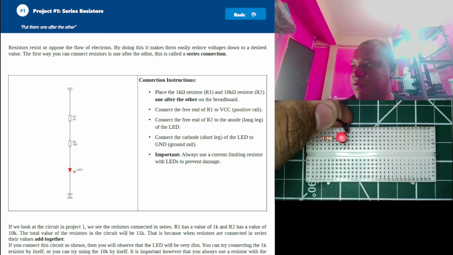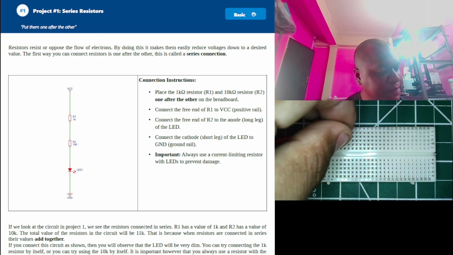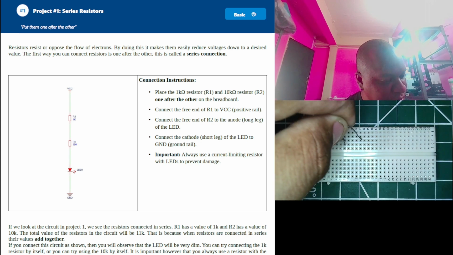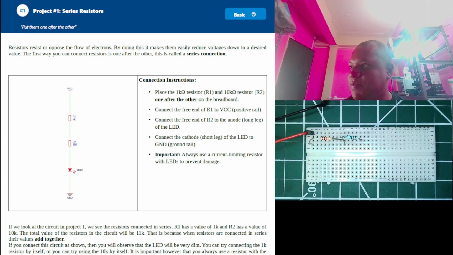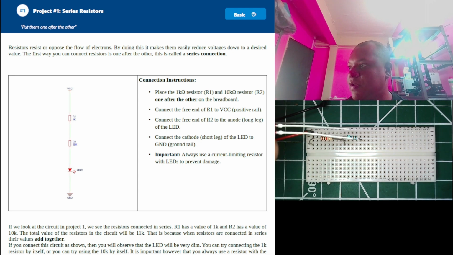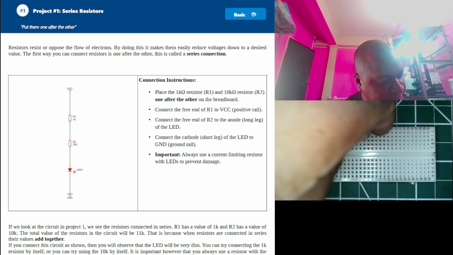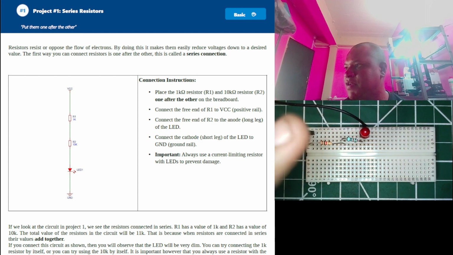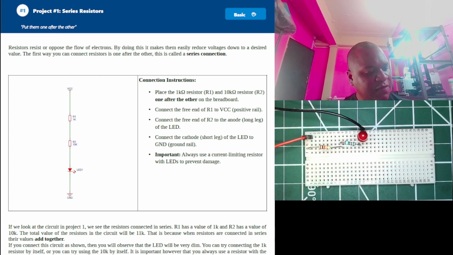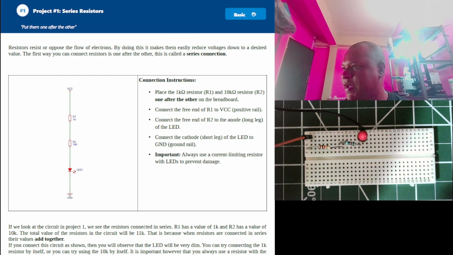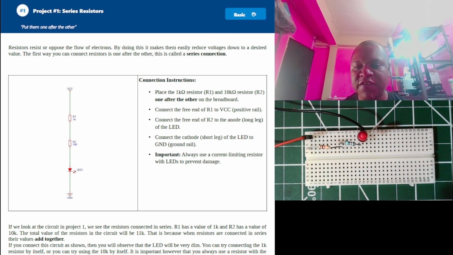So remove our ground, right? We remove the LED. And if we put our 10K now in series with the 1K resistor, we put it like that, so it flows one after the other. We look at the LED, remember the long leg is going towards the positive side. And we connect the negative end, right? We see that it's much dimmer. We can barely see this light. The LED barely glows compared to where it was before. It's much dimmer. And that's what series resistors do: they add together.